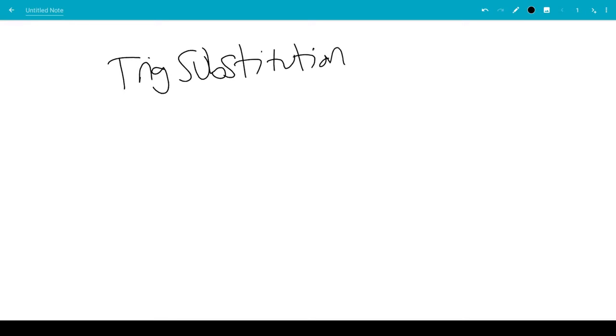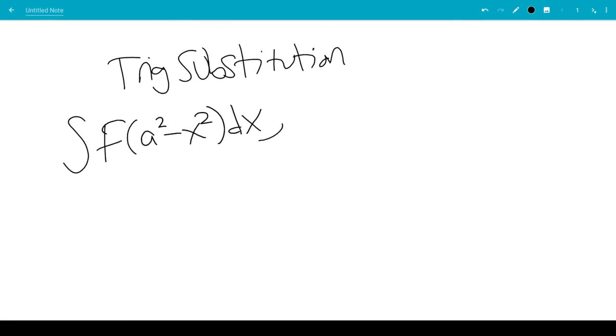In this video, we're going to go over trig substitution. So instead of having let u equal some function of x, we're going to have x equal some function of theta. So we have the integral of f of a squared minus x squared. So the substitution you would use is x equals a sine theta.